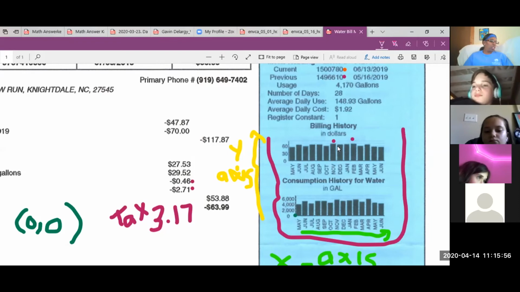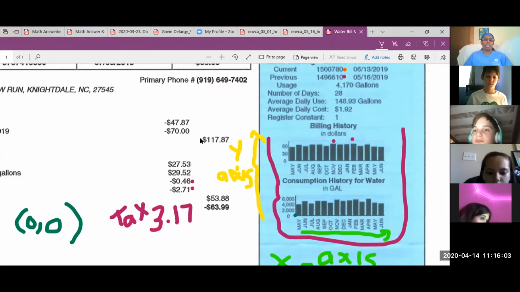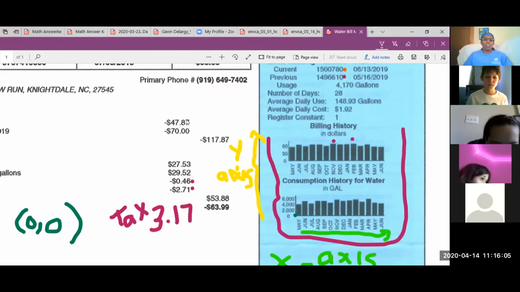And so what this homeowner does is pay a set amount every month, and that's why he has an overage, which is extra money. So the average bill is about $53.88. So this month, the bill came to $53.88.